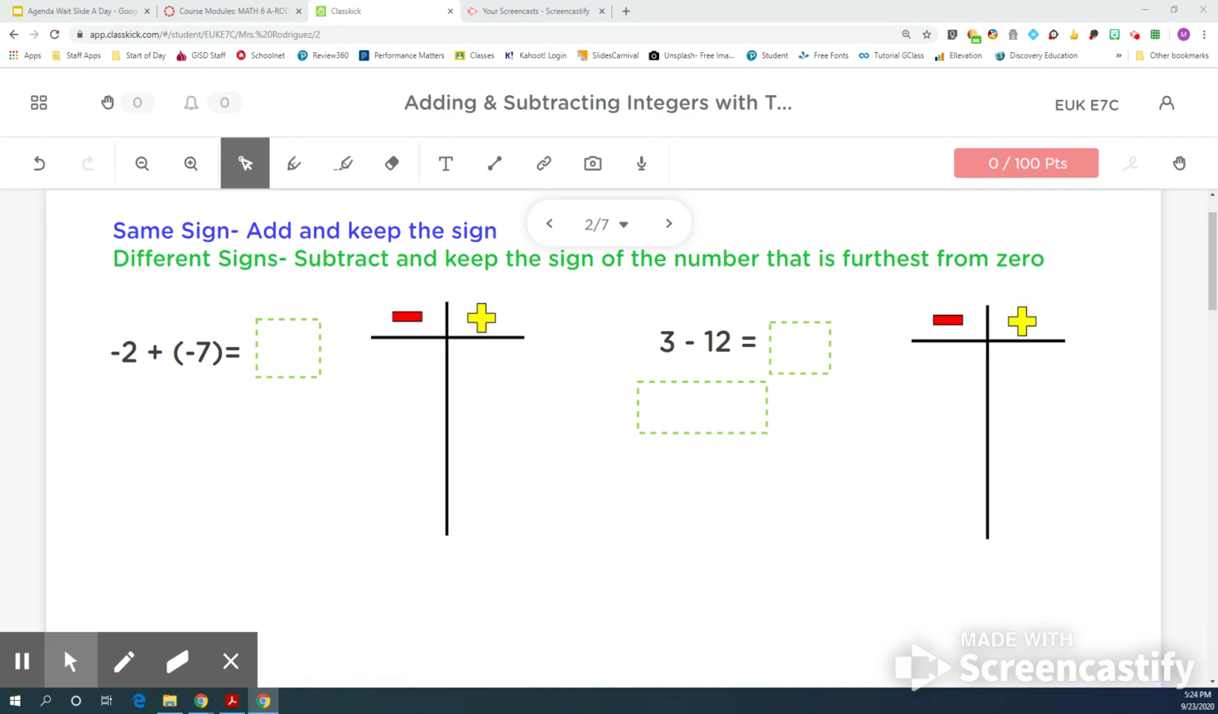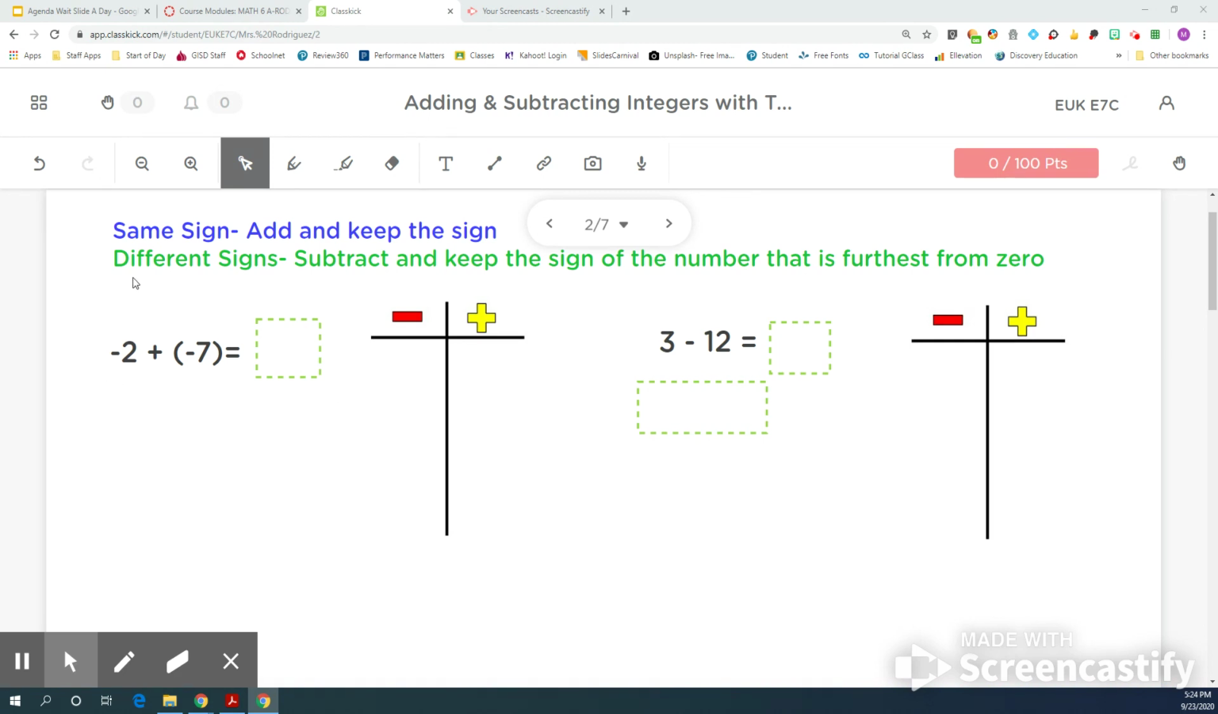In this video, we're going to be learning how to use the T-chart to add and subtract integers. All right, so the T-chart looks like this. It looks like the letter T. On the top left, we have a negative symbol, and on the top right, we have our positive symbol. The whole purpose is that we're going to place the numbers inside the T-chart and use it to help us answer our problems.